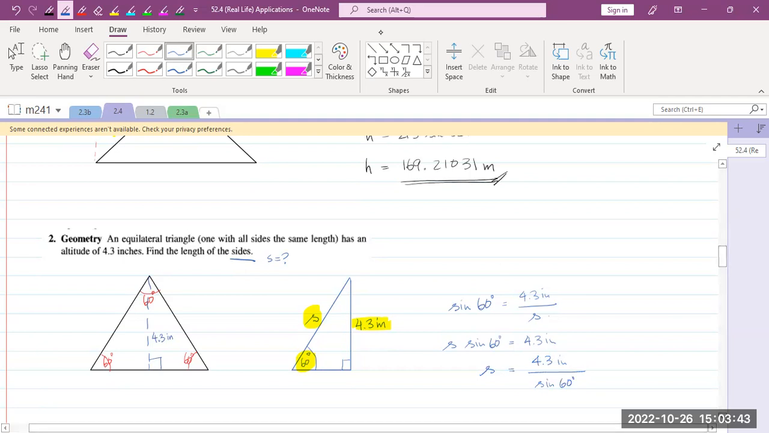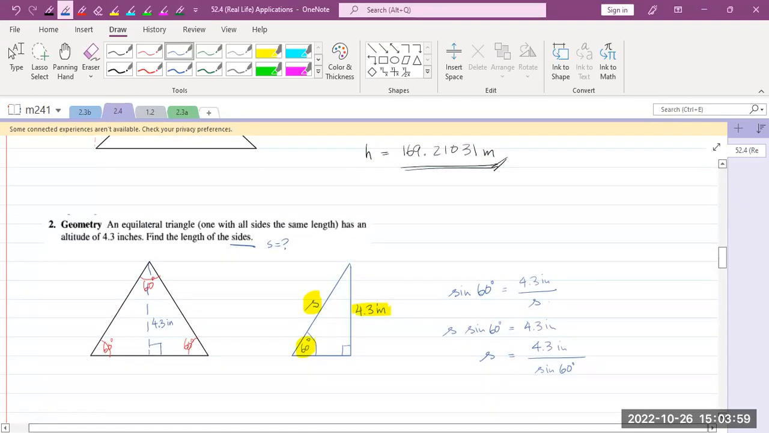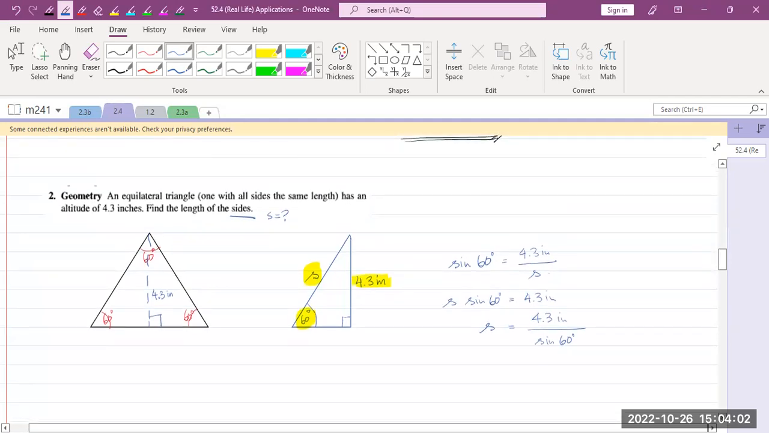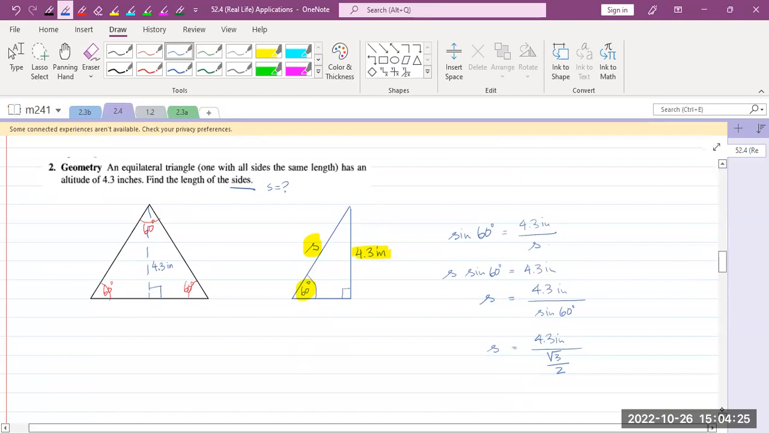Now you can use your calculator for this, right? But because this is a special angle, sine 60 degrees is one of the trig functions with special angles, I would like you to try doing this with the exact value. Now 4.3 inches divided by sine 60 degrees. Sine 60 degrees is radical 3 over 2. Of course, again, you can just use a calculator, right? But suppose the question wants you to answer in exact answer, not approximate, no rounding. Then how will you work that out?